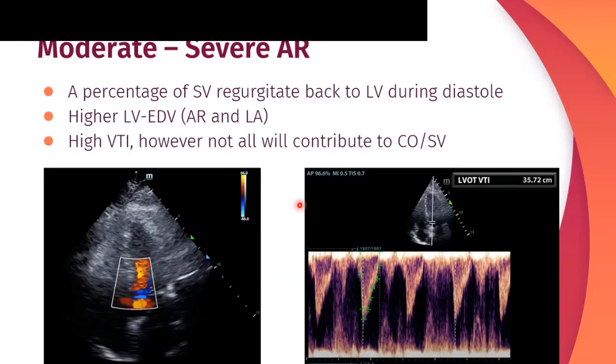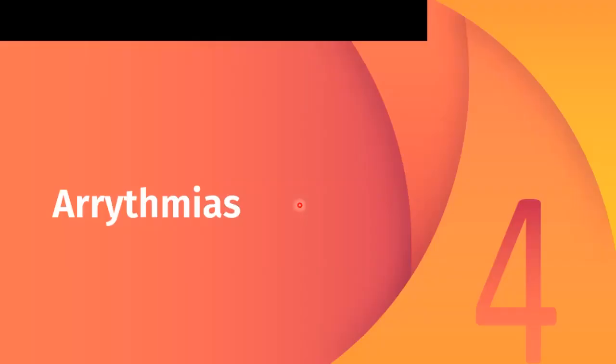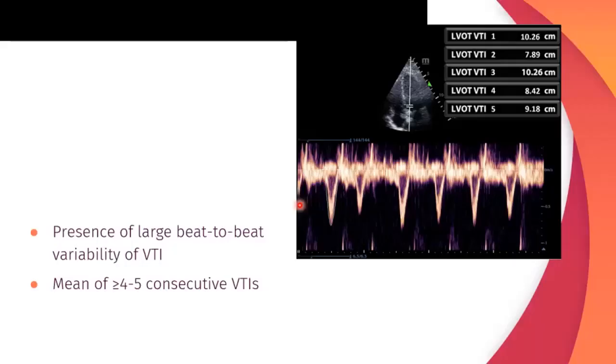So that's why we see a lot of our experienced physicians, they scan and they check, is there any aortic regurgitation or not, and how bad it is, if there is, right? Now, number 4 is, of course, arrhythmias. So how do we go about it? We need to measure 4, 5, 6, a couple of them to get a mean of the VTIs.